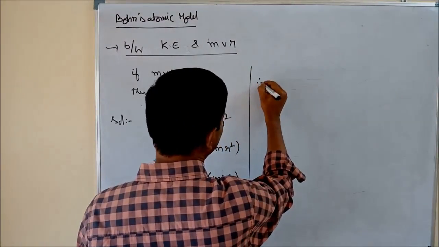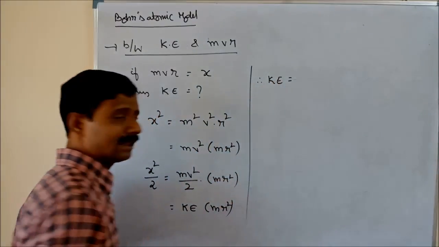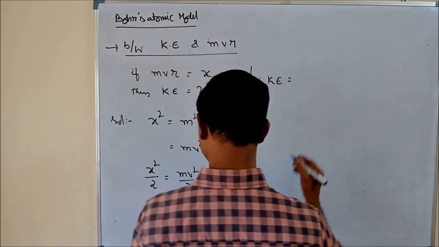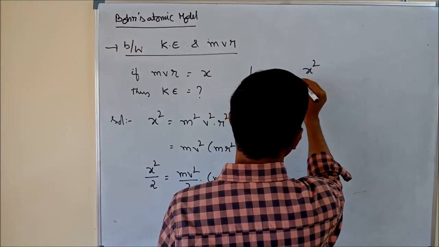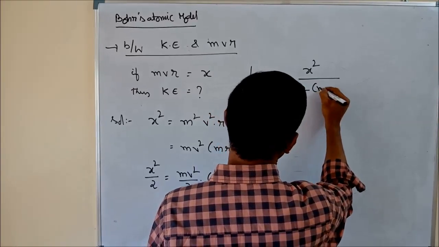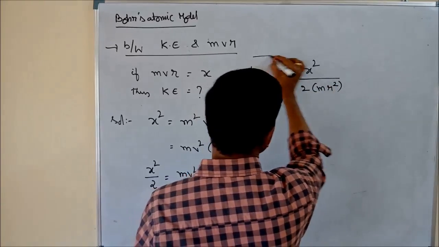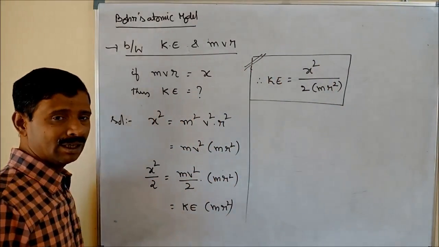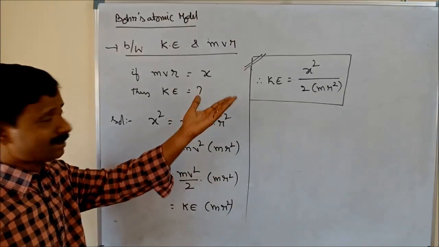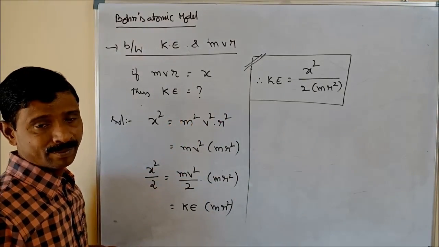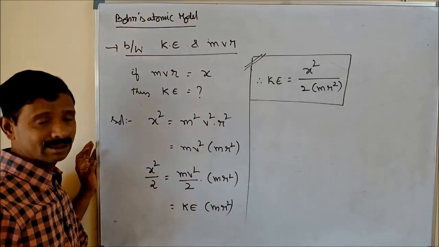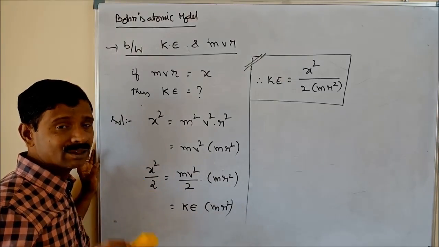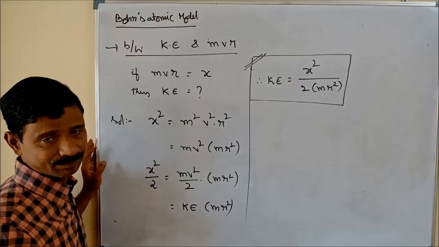Therefore, the kinetic energy of the electron with angular momentum x, we just have to change this expression, is nothing but x square by 2 into m r square. So like this, you have to derive the relation between kinetic energy and angular momentum. Already, x is nothing but angular momentum, so you should remember that relation. That is enough regarding angular momentum of the electron as per Bohr's atomic model.